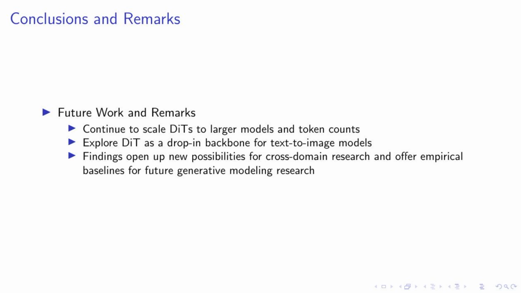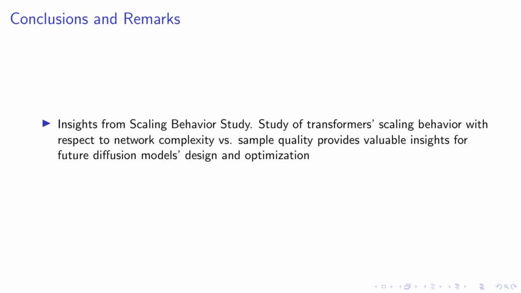In this slide, we delve into the conclusions and remarks of our study. We've discovered that the scaling behavior of transformers provides valuable insights for the design and optimization of future diffusion models. By examining the relationship between network complexity and sample quality, we've been able to identify key factors that influence the performance of these models. This understanding will be instrumental in guiding the development of more efficient and effective diffusion models in the future.